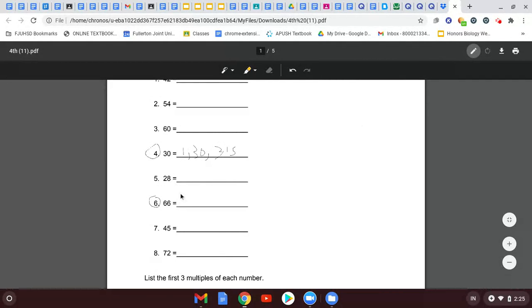So we can do 1 times 66. 1 times 66 equals 66. So what other numbers multiplied together equal 66? You can start with 2 times 33. Then we can also do 3 times 22. And then we can also do 6 times 11.